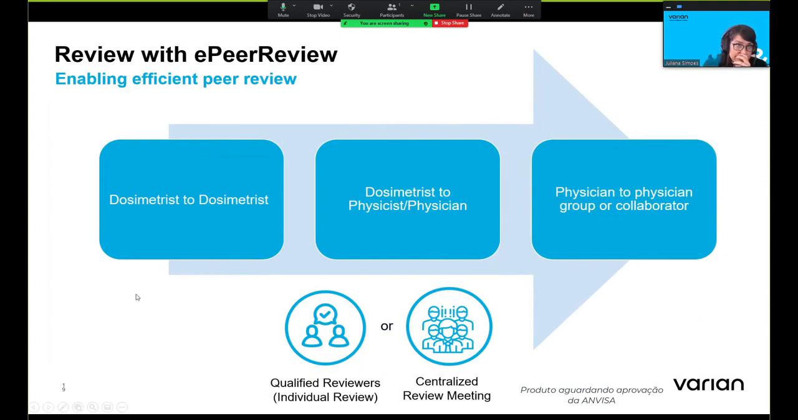And like I said, ePeer review can be utilized for you to collaborate with another dosimetrist if you want a quick check. Hey, can you review my plan? I'm not sure, I can't really lower the dose on the brain or on the cord. Can you help me? Or a dosimetrist to a physician or a physicist when you're doing the secondary check. And when the physician wants to collaborate with the group in the same hospital, or if they want to really send this to another collaborator that could help them make decisions.